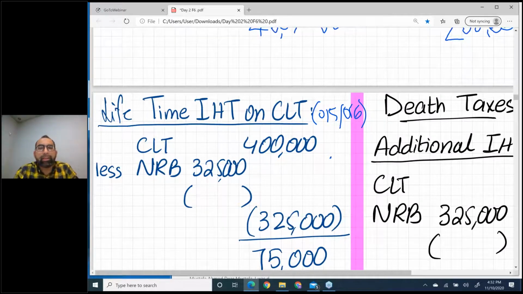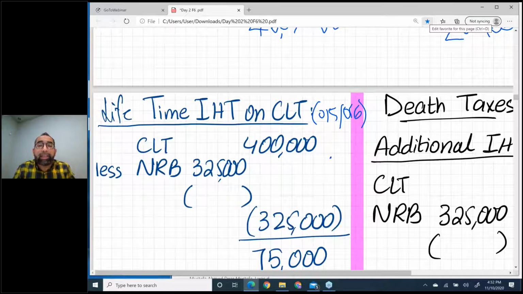Look at here. So lifetime IHT on CLT means the person is alive right now, and we are going to calculate the first installment. So we have to use the NRB of that fiscal year, and it is readymade, given in the question. I just moved the slide. It was 325,000. You will always be given it, right? Now the second news, open your eyes please, important discussion.